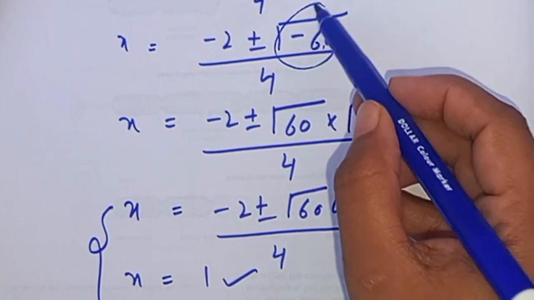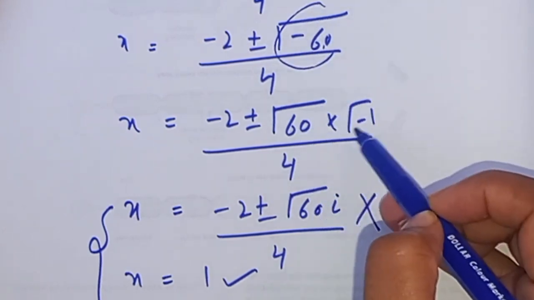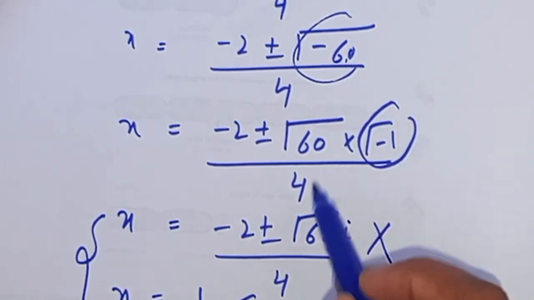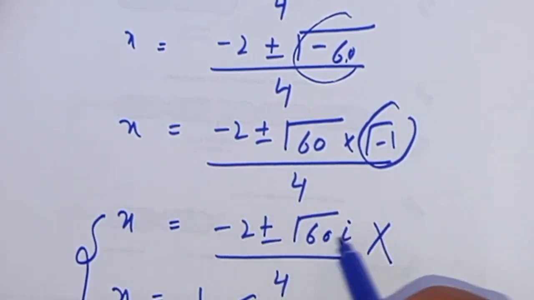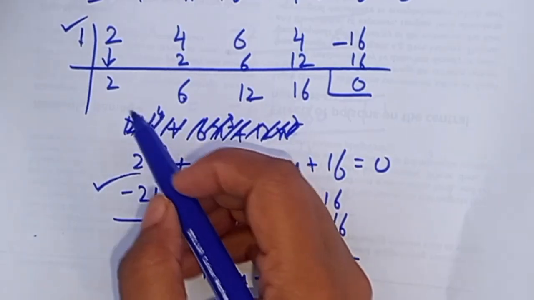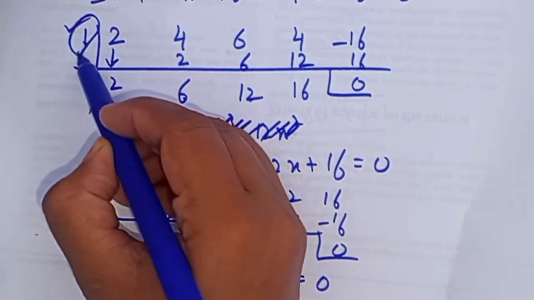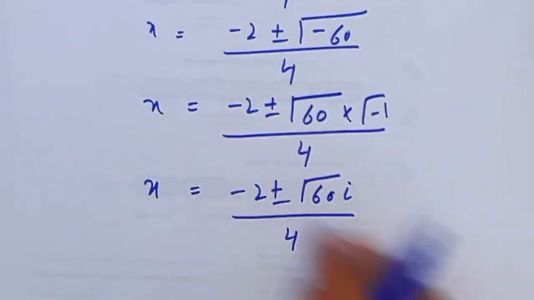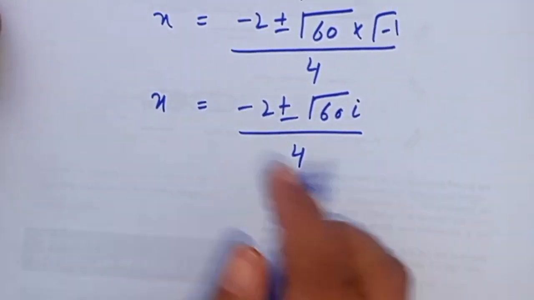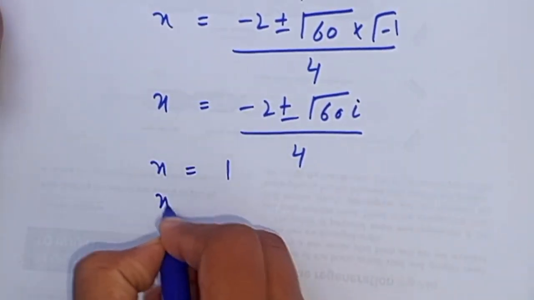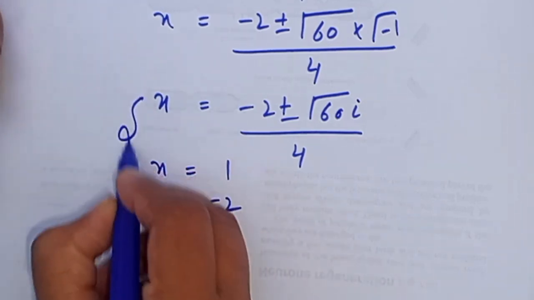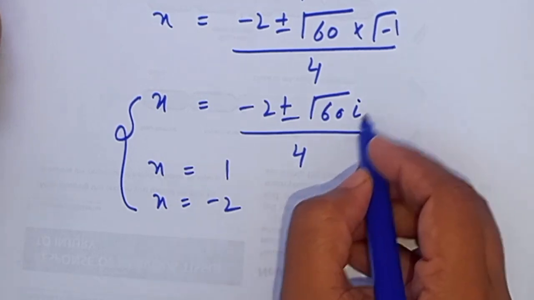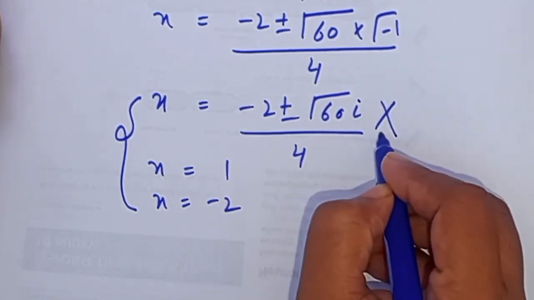Now in the next step, we write this square root of minus 60 as square root of 60 multiplied by square root of minus 1. And we know that square root of minus 1 is equal to iota. So this will become minus 2 plus minus square root of 60 iota over 4. So in our question, one factor is this 1. The second factor is minus 2. So we have the values of x. So x is 1 and x is minus 2. But in our question it's given that m is a real number, and this is a complex number, so we cannot use this value of x.